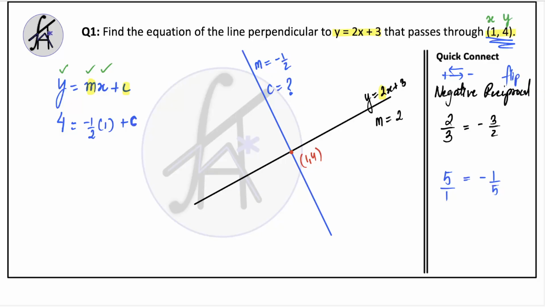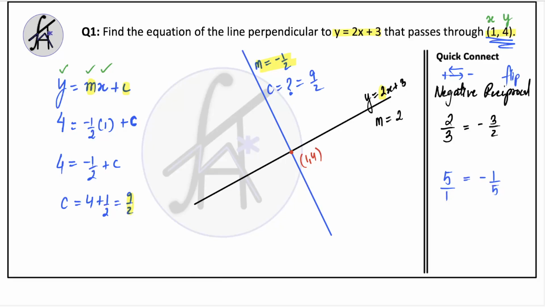So 4, this is 4, don't get confused with y. 4 equals -1/2 plus c. Just solve it for c. So c is going to be 4 plus a half. That's nothing but 9/2, or you can say 4.5. Finally, we have the value of c as well. Initially we had m, that was -1/2, and now we found c, that is 9/2.